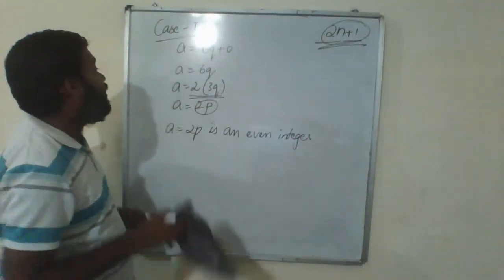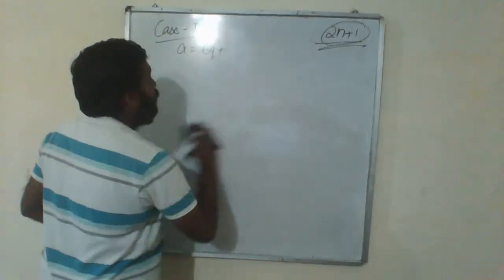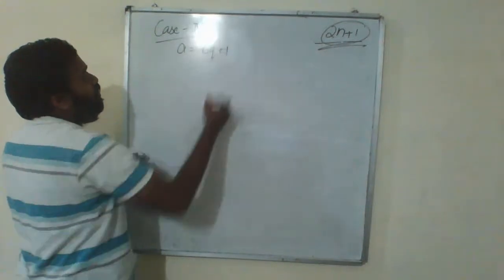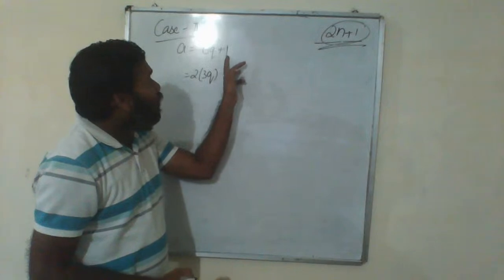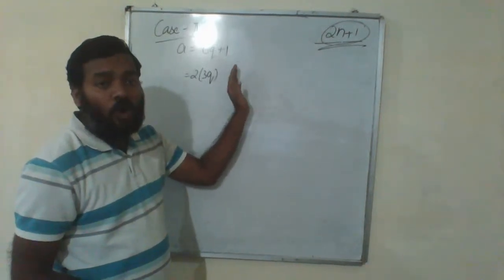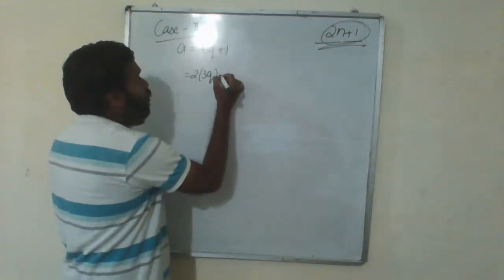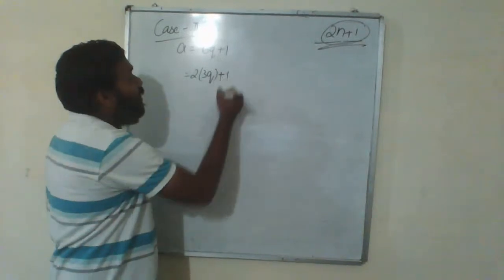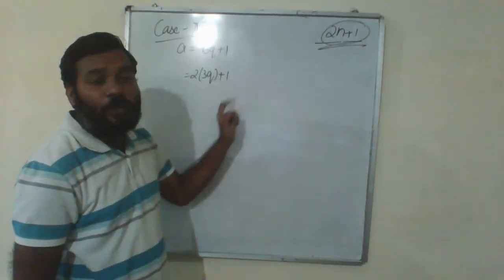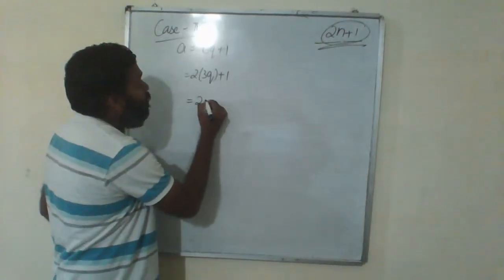If you go for the second case, the second case is 6q plus 1. Can you take 2 common from 1? No, we can't take 2 common from 1. So it remains as it is. That is 2 into 3q plus 1. Let us take 3q as p. That is 2p plus 1.